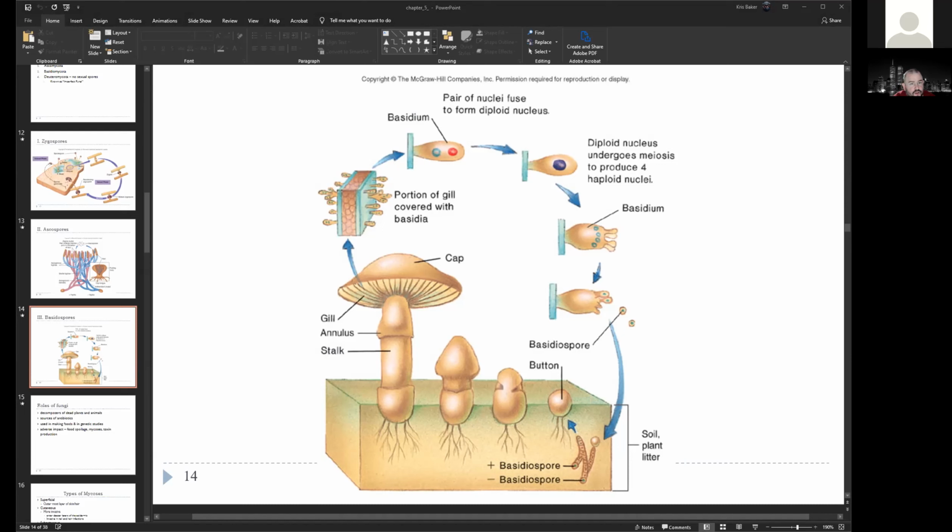Let's see if I can find a picture of this. Spore. Here we go. This will work. Share. Which picture? This one.